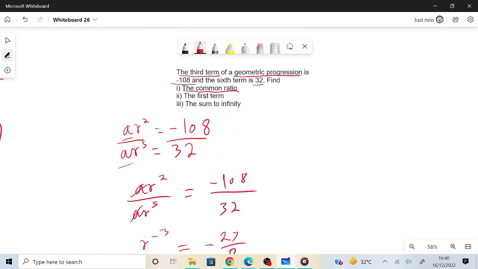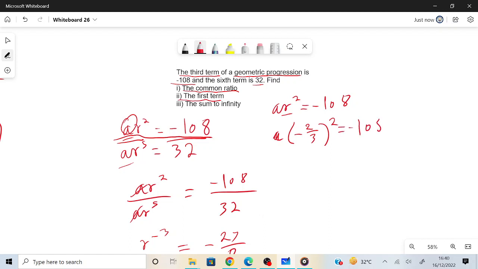The next part says find the first term. So we know that our first term is a, so we've made an equation over here: ar squared equals minus 108. We know our r now to be minus 2 over 3. So substituting that r here, we have a times minus 2 over 3 squared equals minus 108.